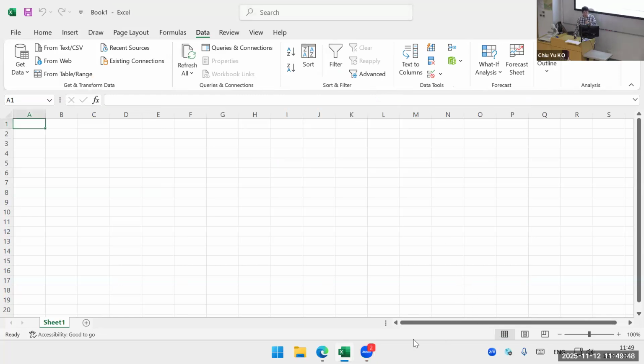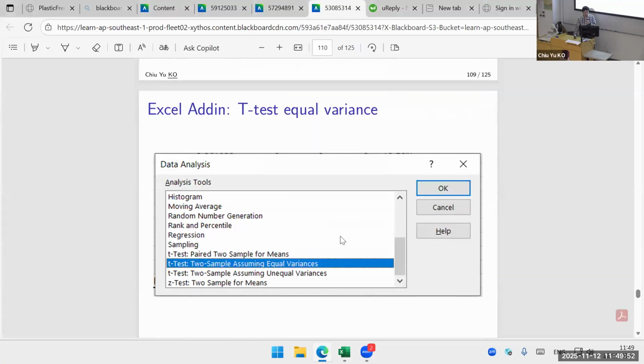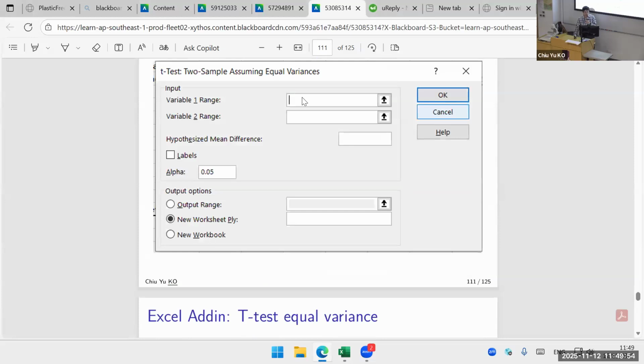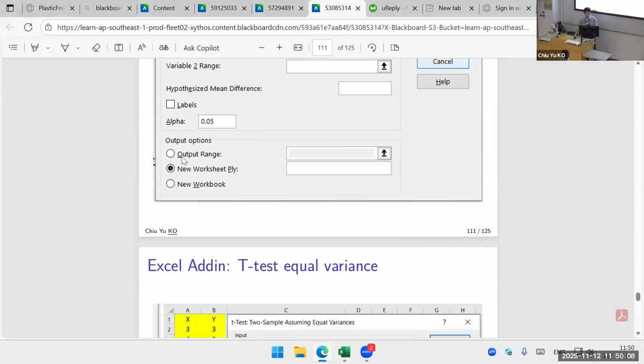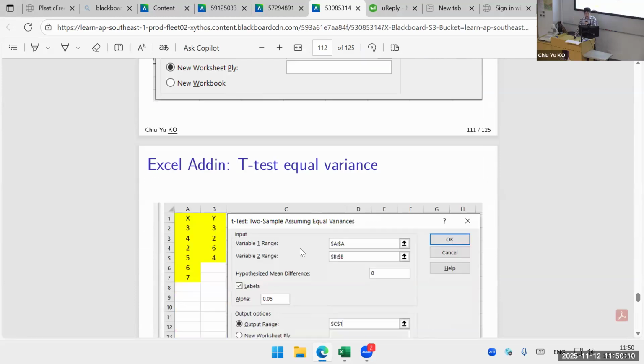So if you do this, just tell it what is the x, what is the y. You tell it, under equal variance, what do you want, right? Usually it's 0 here, right? The difference in the means of the two populations. Then you put alpha 5%. Then you tell it where to put the output, right? Just like in this particular example, right?